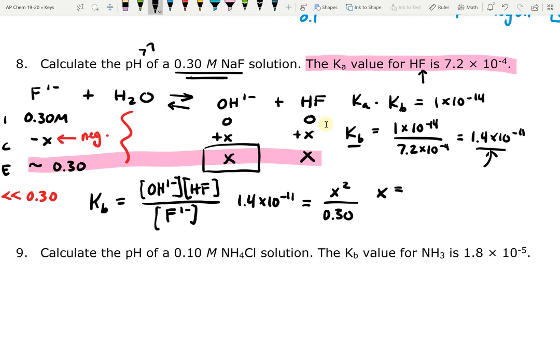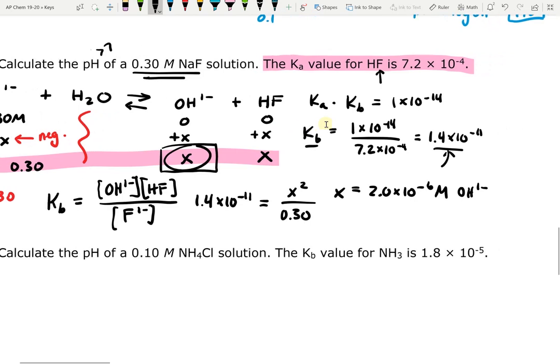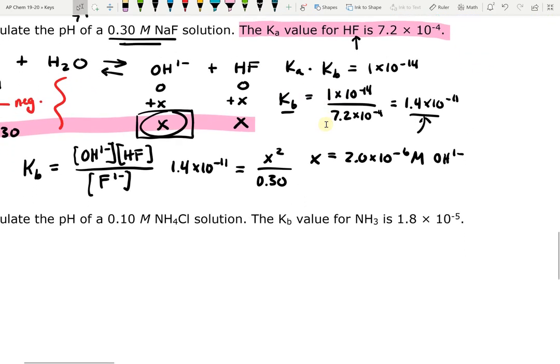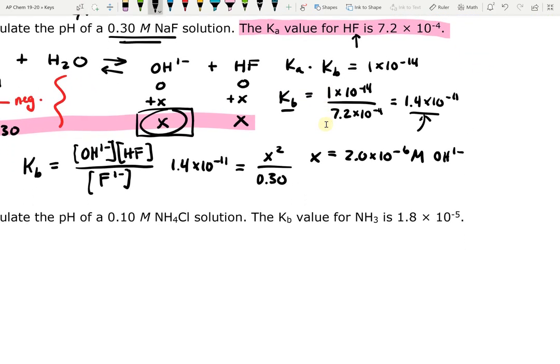If we do all that math, x will come out to be 2.0 times 10 to the negative 6. Now, what is that? That's x moles per liter. That's the molarity of our OH concentration over here in my table. It's also the molarity of my HF, right? But we don't care as much about that because this is going to give us our pH, right? So to finish this out, if we know that that's our concentration of the hydroxide ion, the pOH we'll calculate here would be the inverse log of 2 times 10 to the negative 6.